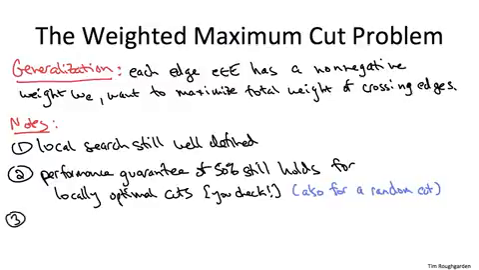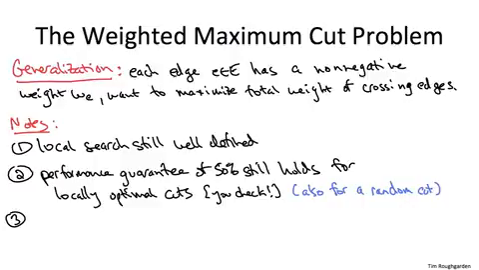What breaks down is the running time analysis. Remember how this went for the unweighted case. We argued that there can be at most n choose 2 edges crossing any cut, and since every iteration of local search increases the number of crossing edges, it has to halt within a quadratic number of iterations, and that means it's easy to implement the algorithm in polynomial time.